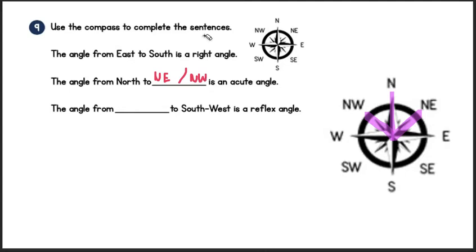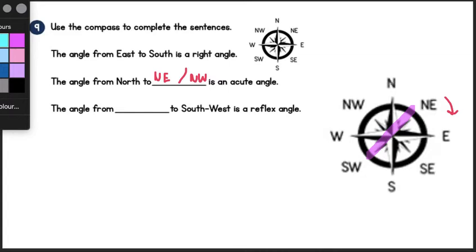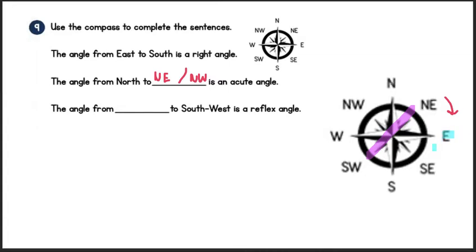Okay, second part of this question. The angle from something to southwest is a reflex angle. So we know that southwest to northeast is a straight line. So anything below that straight line is going to be a reflex angle, which means we could either have east, southeast, or south as our answer.